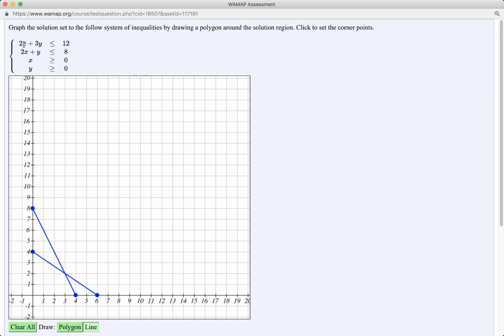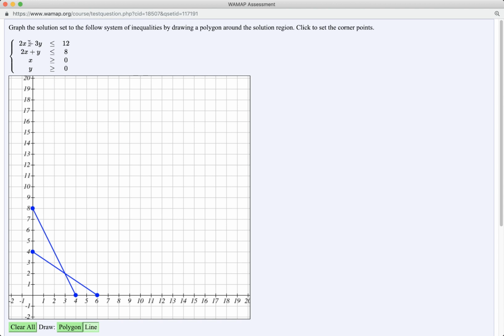So if I put 10 into the first equation, 2 times 10 plus 3 times 10 is 50. And this statement would say that 50 is less than or equal to 12. Well, that's a false statement. So that means that the point 10, 10 does not satisfy this first equation. And so it has to be over in one of these other regions.